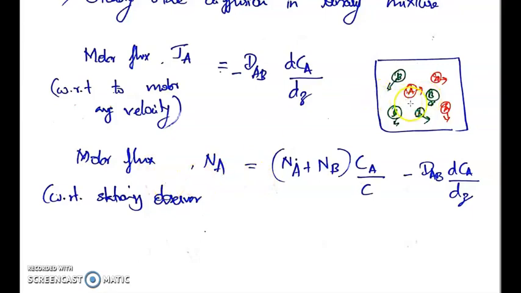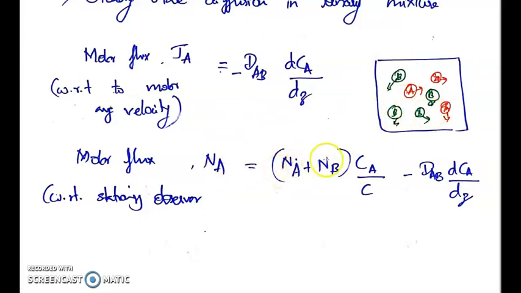Why? Because B is also moving. If there was no B, the space available for A to diffuse is more. So accordingly, the flux will also be more. So from this expression, we can have different cases.